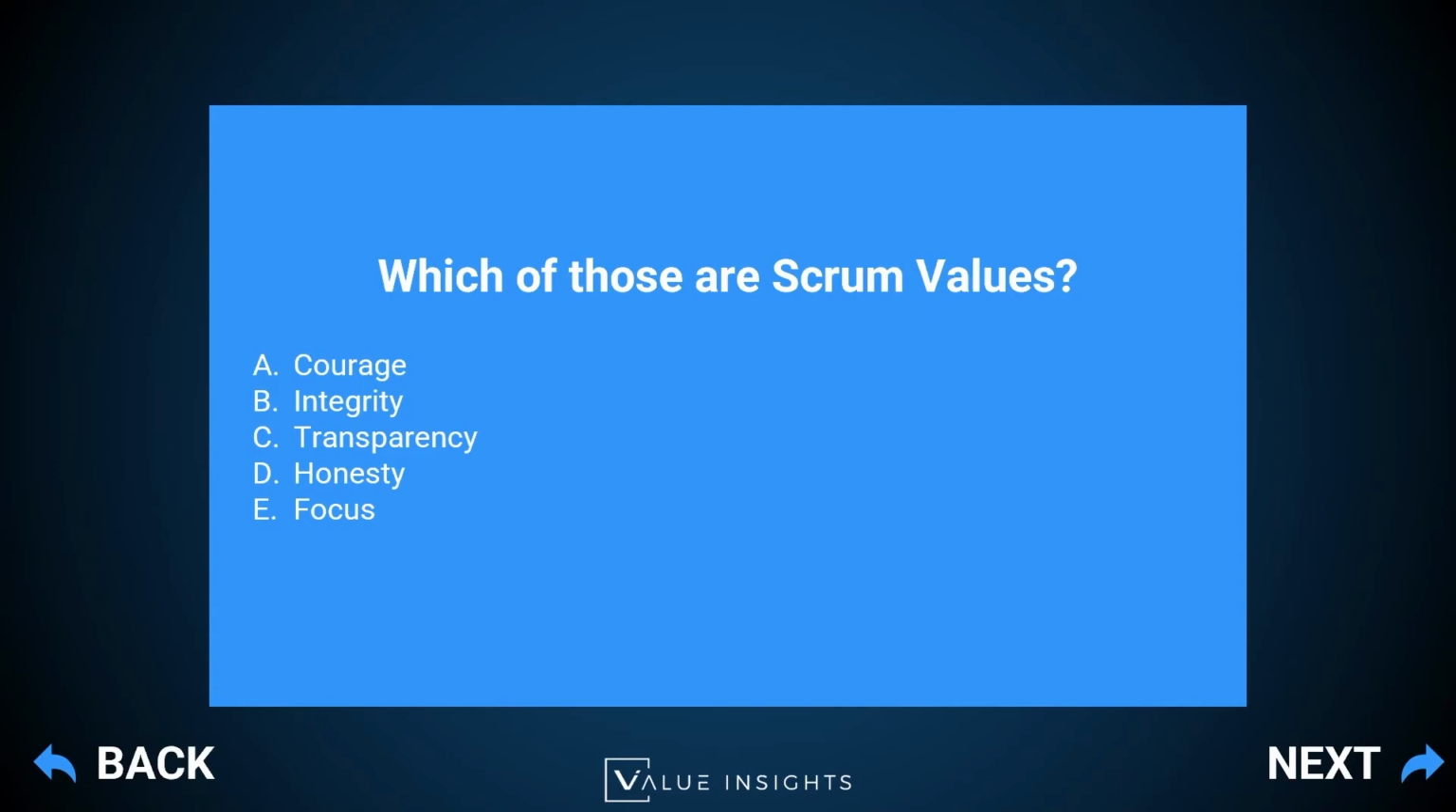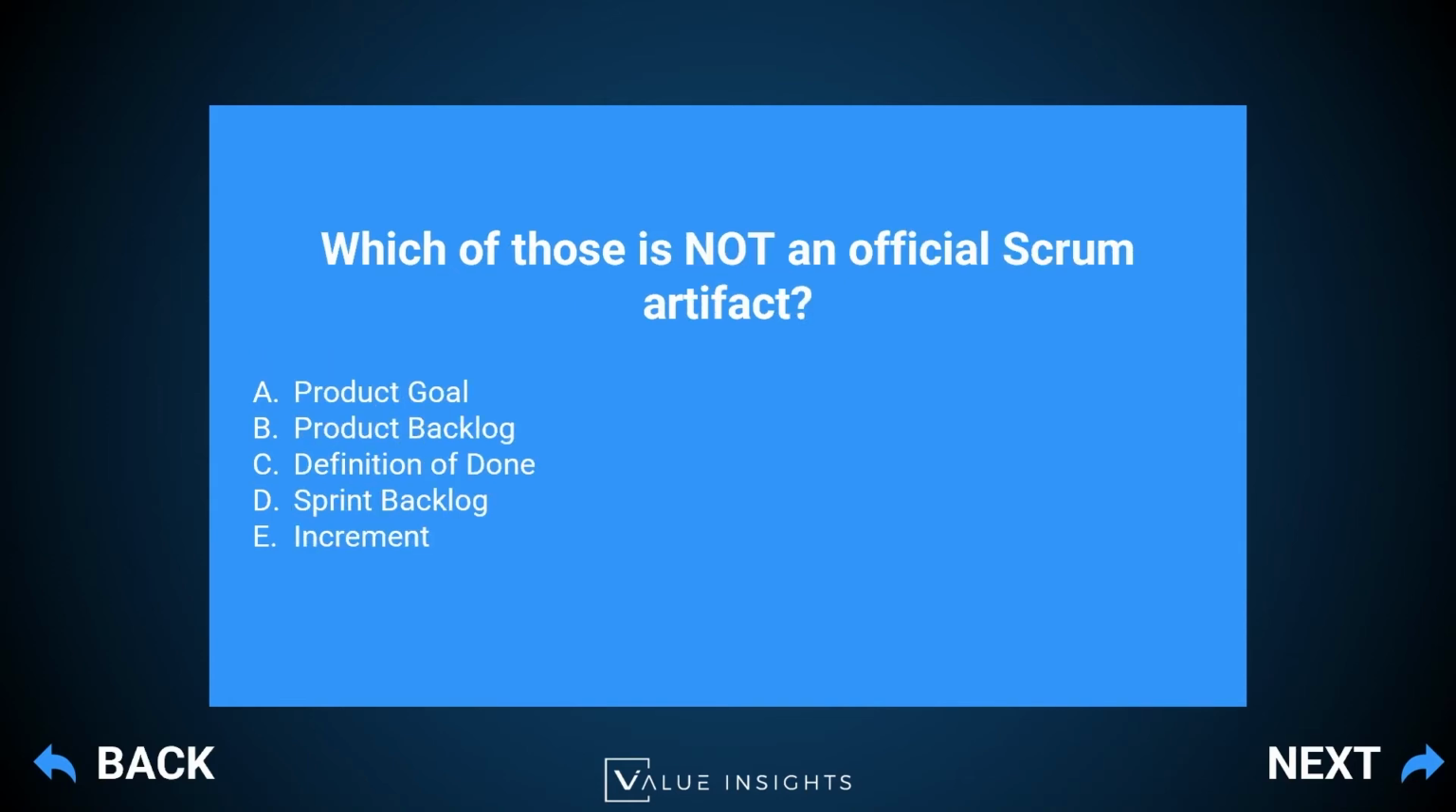Now let's have a look at our next question. Okay, so which of those is not an official Scrum artifact? A, product goal. B, product backlog. C, definition of done. D, sprint backlog. Or E, increment.